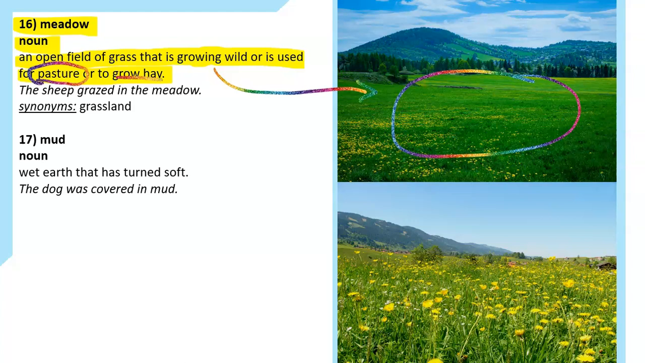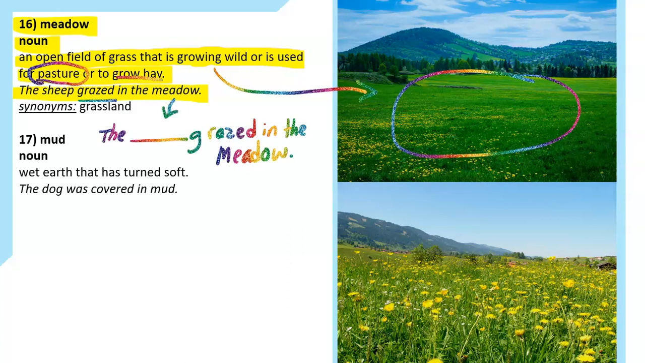Let's look at the example. The sheep grazed in the meadow. The sheep were eating some grass in the meadow. Can you think of some animals that you might find in a meadow and make a sentence like this? The blank grazed in the meadow.